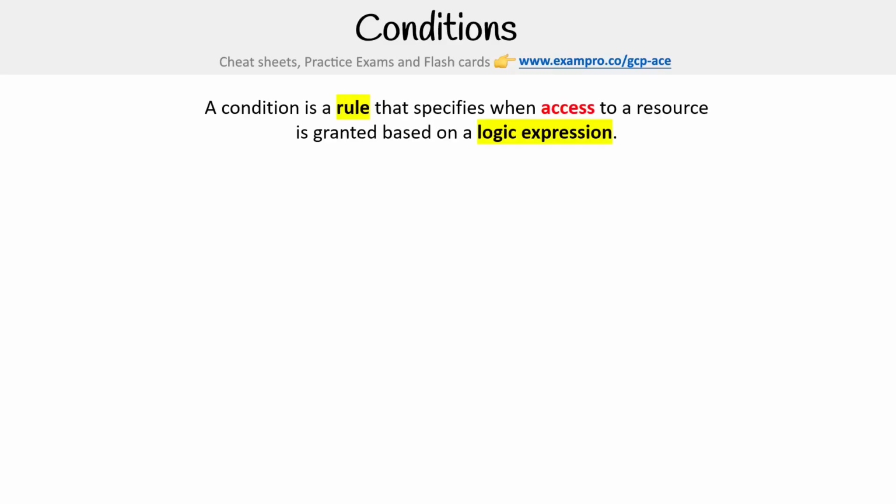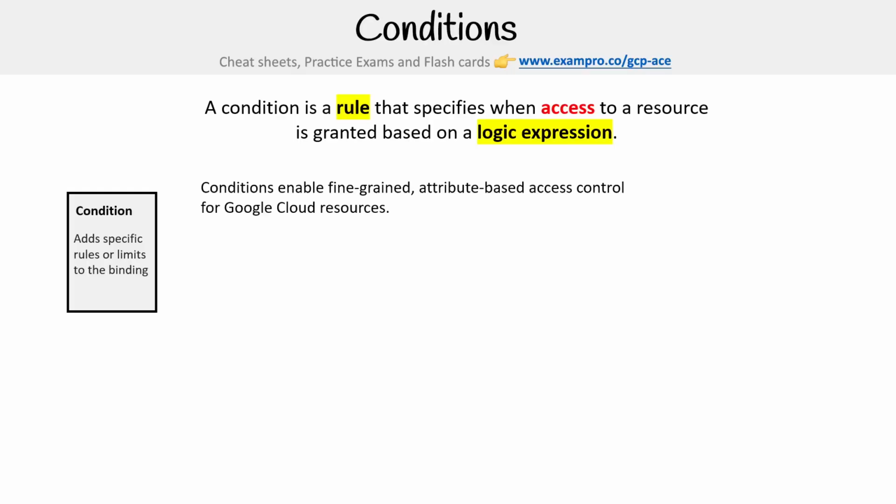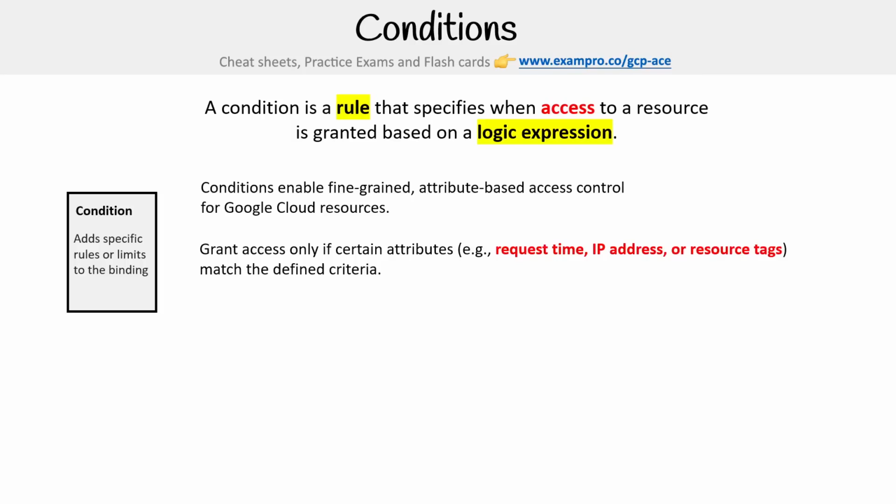Let's take a look at conditions. So a condition is a rule that specifies when access to a resource is granted based on a logical expression. So it adds a specific rule or limit to the binding. Conditions enable fine-grained attribute-based access control for Google Cloud resources. It grants access only if certain attributes, such as request time, IP address, resource tags, match the defined criteria.